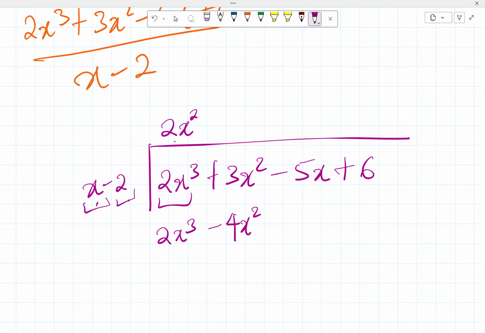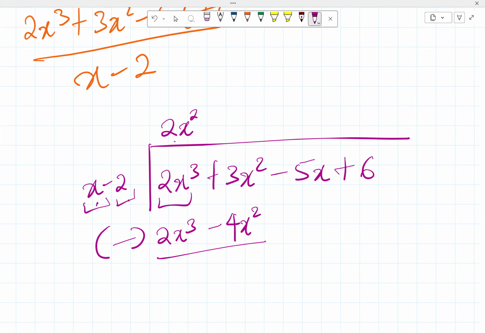Does that make sense? So x goes into x cubed, you have 2x squared. So 2x squared times x, 2x cubed. 2x squared times minus 2, that's minus 4x squared. So with this now you subtract. So you subtract like this. So 2x cubed minus 2x cubed, 0. Okay, or you don't have to write anything.